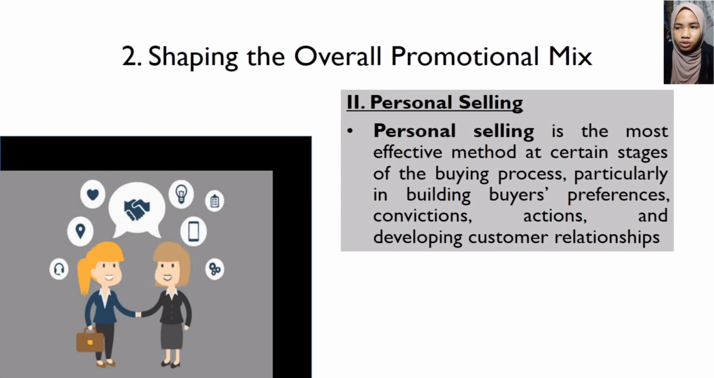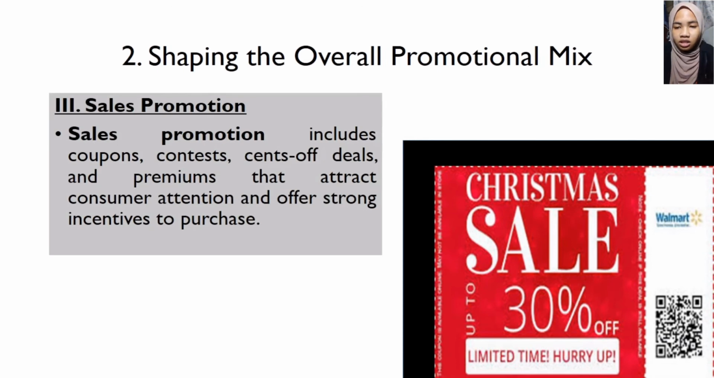The overall promotional mix also includes personal selling. Personal selling is the most effective method at certain stages of the buying process, particularly in building buyers' preference, conviction, action, and developing customer relationships. Third, sales promotion. Sales promotion includes coupons, contests, cents-off deals, and premiums that attract consumer attention and offer strong incentives to purchase.